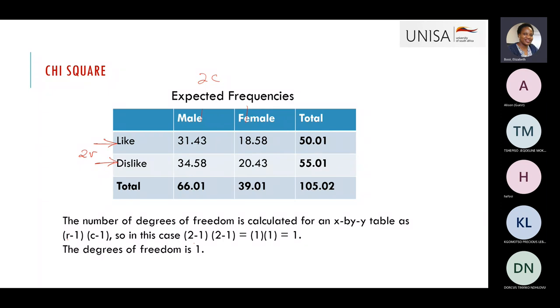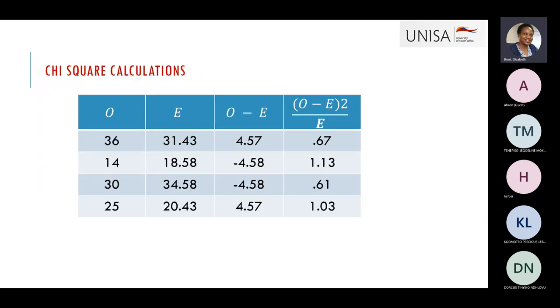Now let's go find the critical value and also calculate the test statistic. First, let's calculate the test statistic. Remember, our chi-squared stat, which is our test statistic, is given by the sum of observed minus expected, squared.